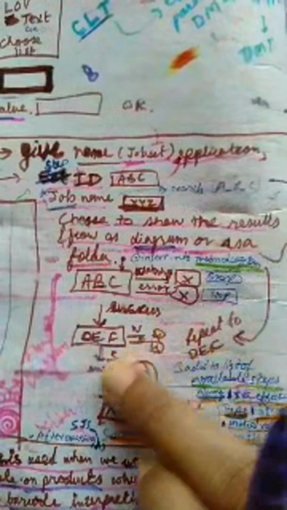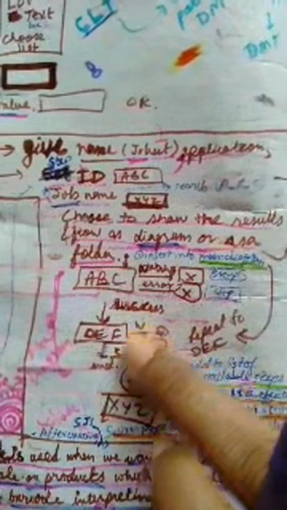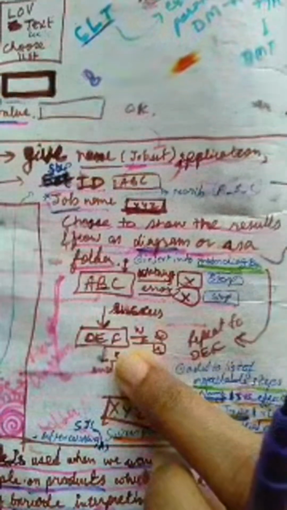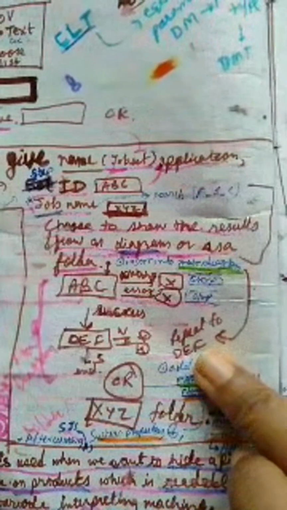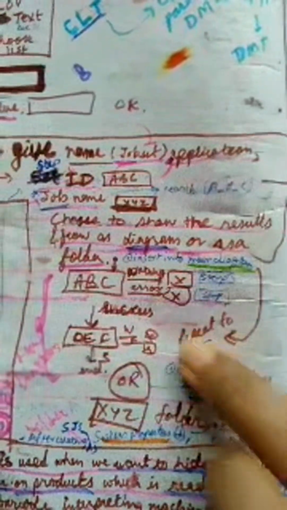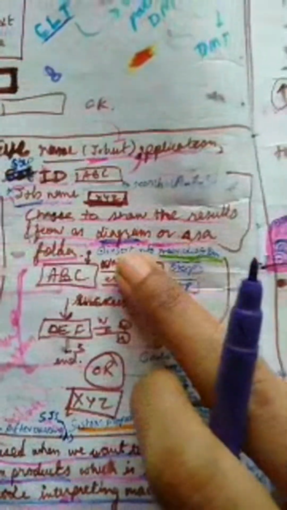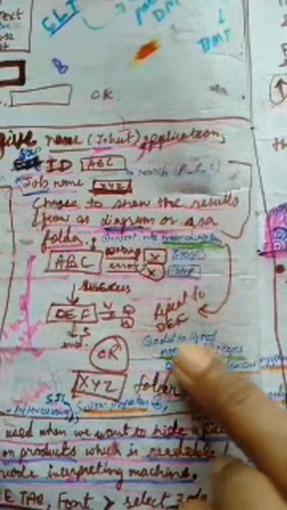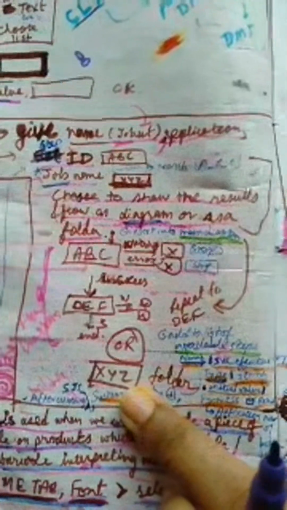Again, if the second job is also in the success mode, then it stops. So this is the way if I choose to insert it into the main diagram. Otherwise, if I choose to add to the list of available steps, it basically comes directly as just a folder.